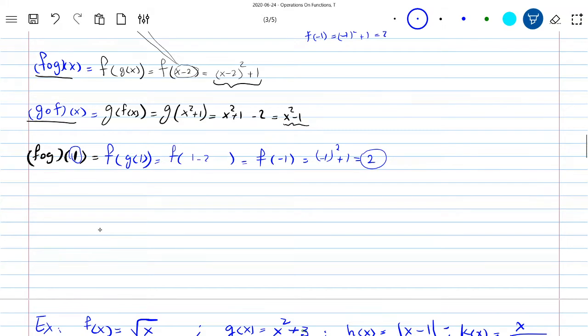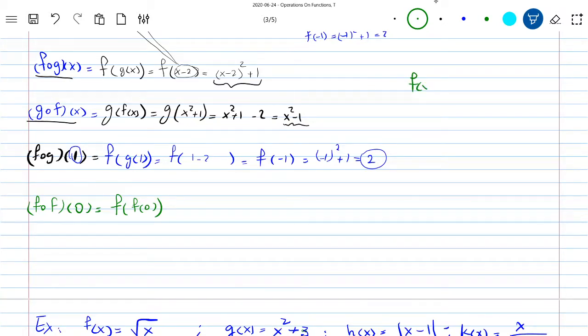Okay, let's try another one. How about if they ask you, let me use a different color. What is f of f of 3? Maybe 3 is a very large number. Let's try 0 or something. What does it mean? That means f of f of 0. That's an input. 0 goes into the function f.